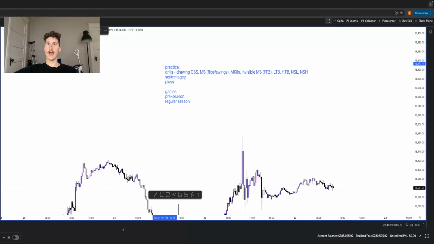So when practicing in backtesting, you should be practicing in that way where you can sit down and log literally hours and days or weeks, months, and preferably even years, depending on your time frame, of just drawing candlestick structure. That's it. Just drawing candlestick structure, disregarding market structure, and then drawing market structure, right? Disregarding everything else. We're not looking for invisible market structure like fake flip zones.